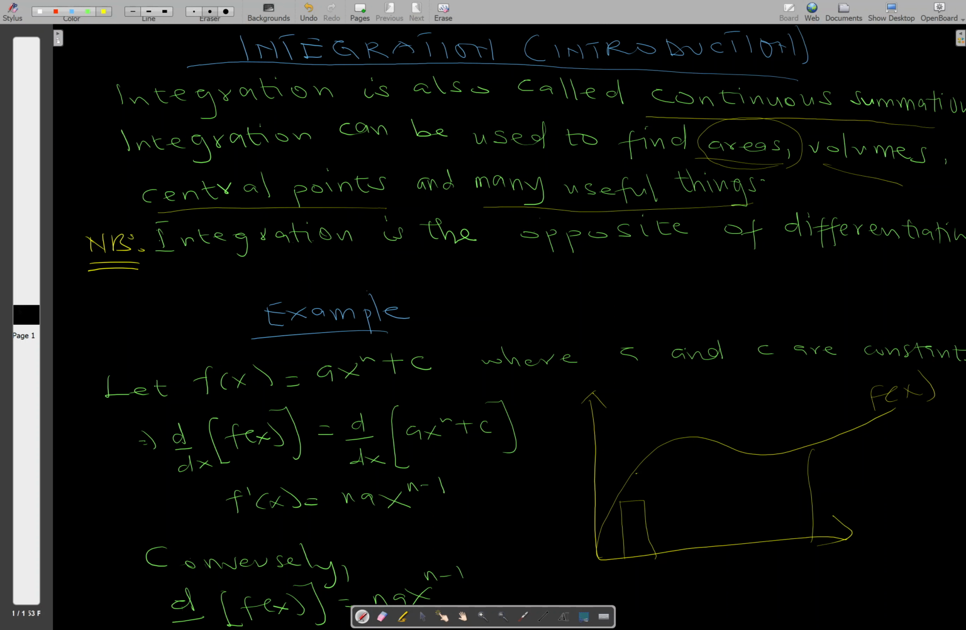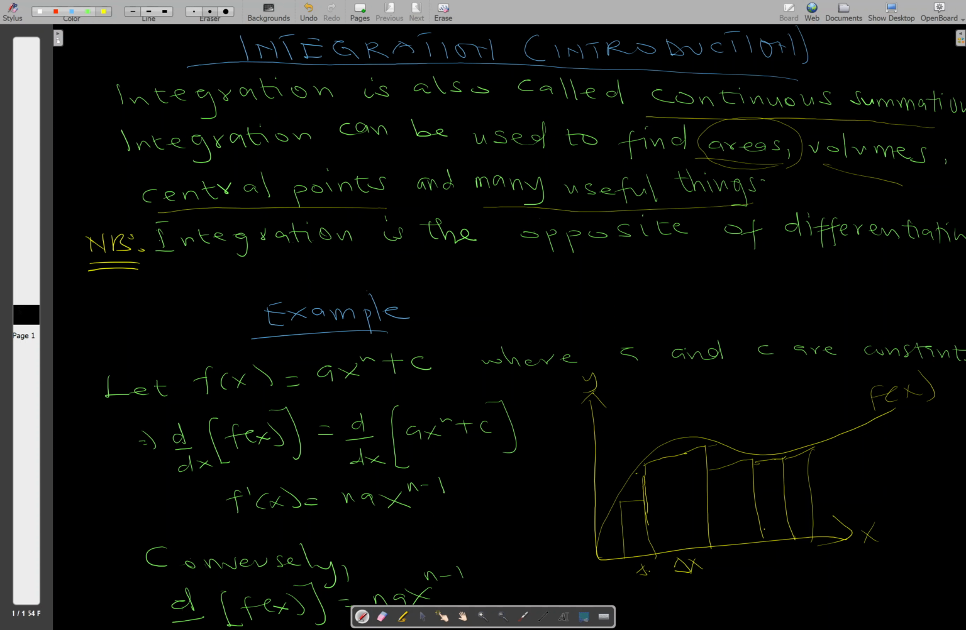So we have this, we also have this, and this, and that, such that each of the slices has the same width. That is delta x. They have equal width.